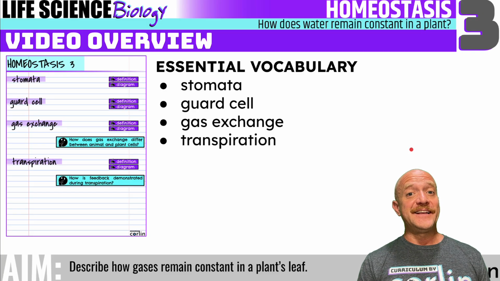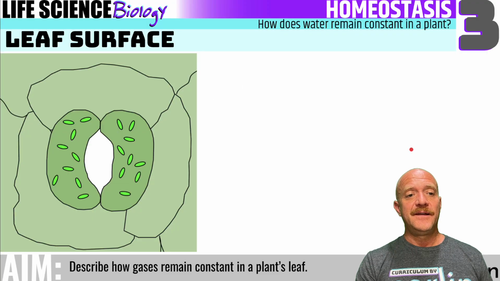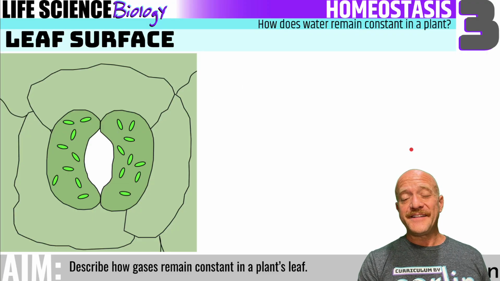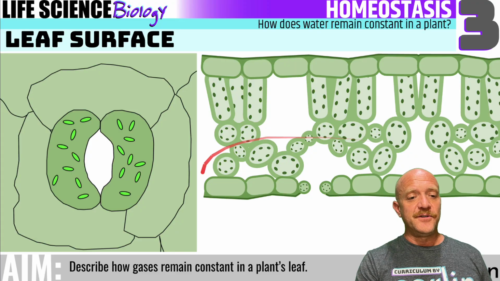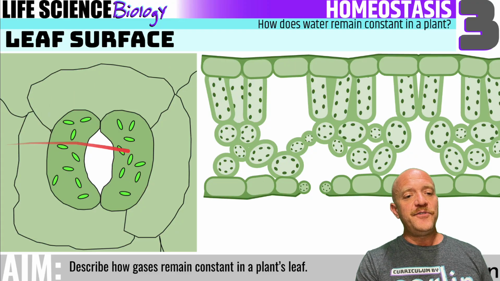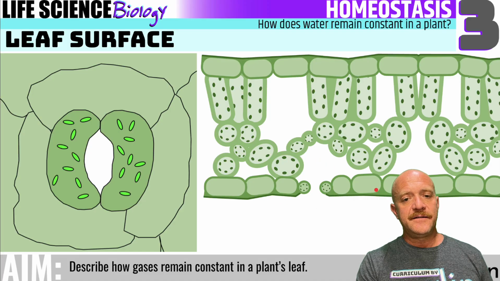So go ahead and check out the essential vocabulary, set up your guided notes, and look at the aim. Describe how gases remain constant in a plant's leaf. So the surface of a leaf, if you looked at it in a microscope or with the magnifying glass, is going to look like this. And if you do a cross-section of it, it is going to look like this.